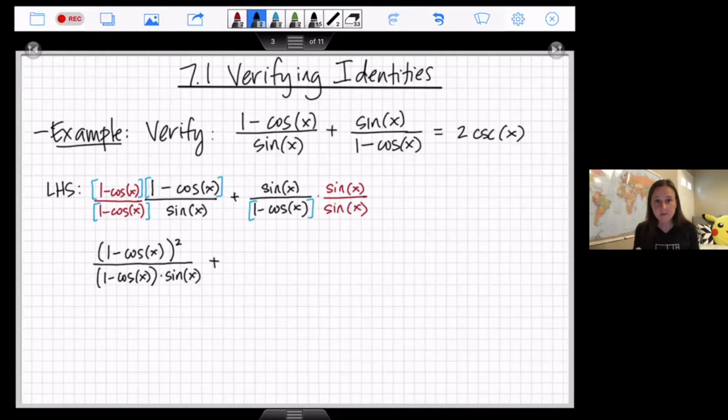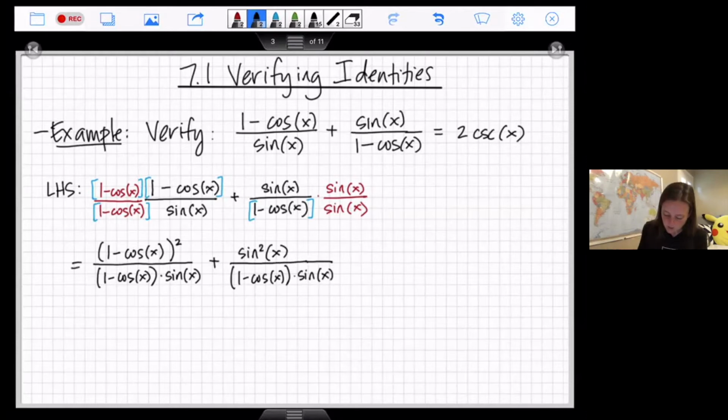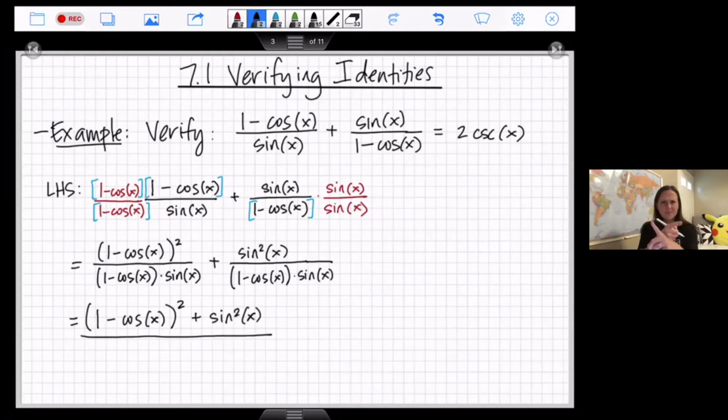And the second fraction, I've got sine squared up top, sine times sine, and then the same denominator, 1 minus cosine x times sine x. They have the same denominator, which means that I can add the numerators together. So I've got 1 minus cosine x in parentheses squared. I feel a FOIL coming on. And then down at the bottom, I'm going to change the order of that. This will look easier if I write it as sine x times 1 minus cosine x.